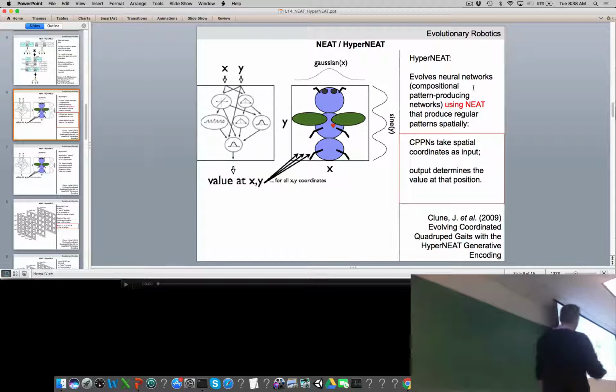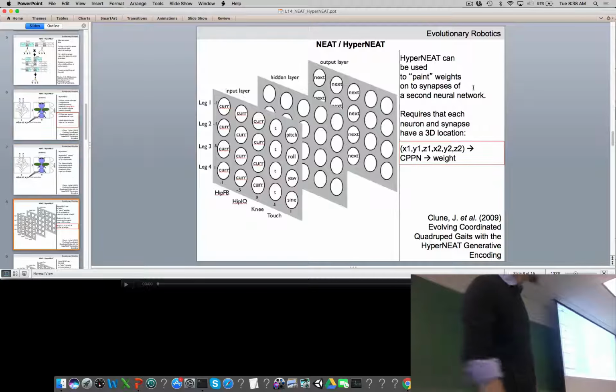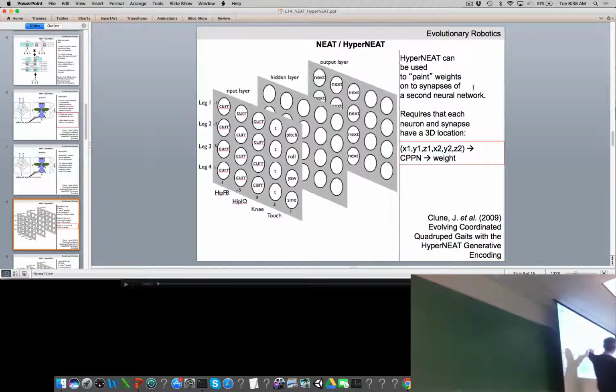In the same way, HyperNeat takes a neural network like this one, which is embedded in three dimensions, and paints regular patterns of synaptic weights across this neural network. Right? So in your assignment, when you've got your 4x8, your 4 sensor neurons and your 8 motor neurons, and you've got those 32 synapses, you're just evolving each synapse independently, right? They're not really related to one another. So you'll get a random pattern of weights, which, as you've probably seen, causes your quadruped to sort of thrash all over the place, right?